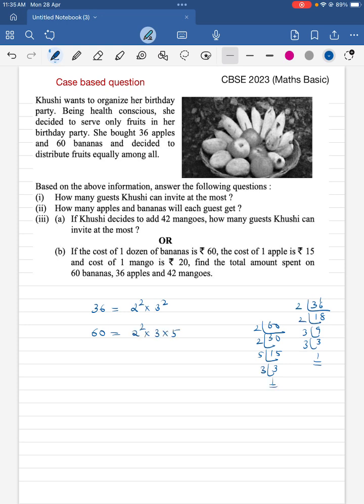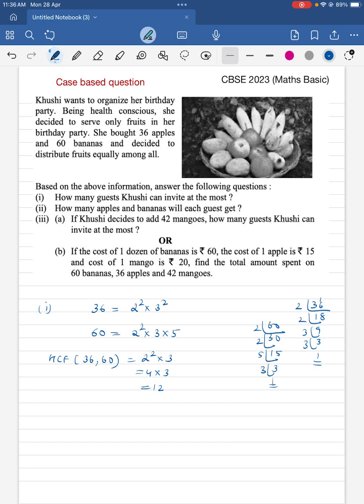Now, if I have to find out how many guests Khushi can invite at the most, I need to find out the HCF of 36 and 60. Which is going to be 2 squared times 3, which is 4 times 3, that is 12. Okay, so Khushi can invite a maximum of 12 guests.